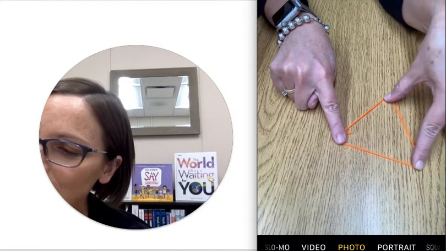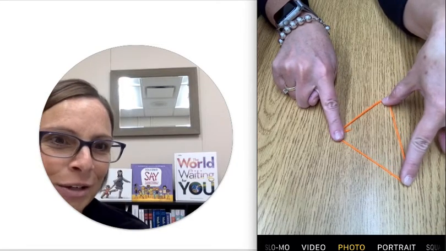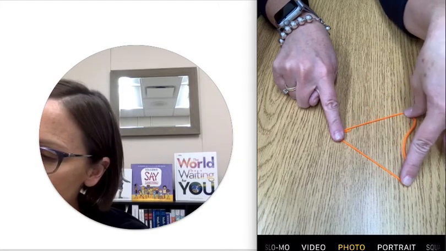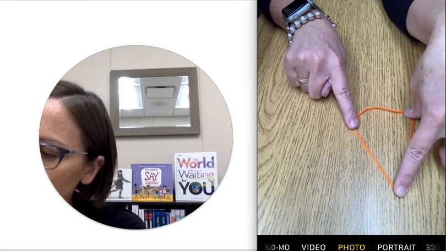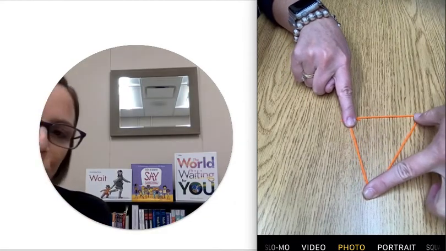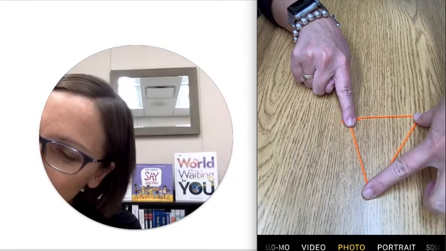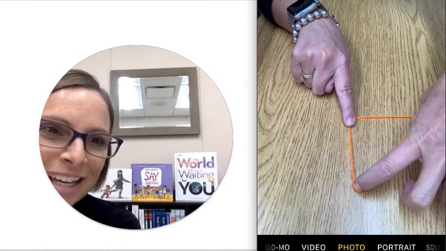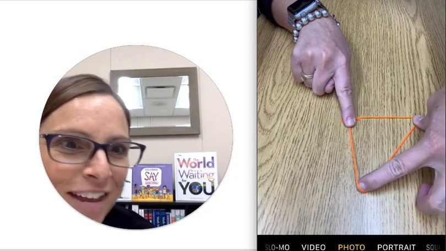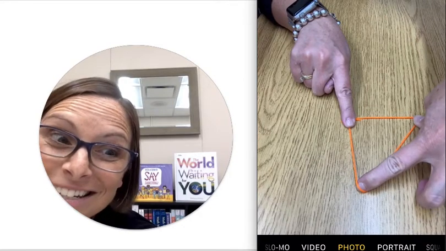Now, what happens if I move this vertex a little bit? Is it still a triangle? It is, isn't it? What if I move it this way? Is it still a triangle? It is. Even though I moved this vertex up, it's still a triangle. And look, I've got 3 fingers helping make that triangle. It is a little tricky, isn't it?